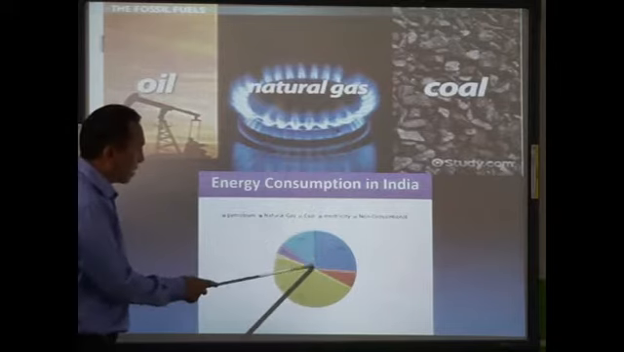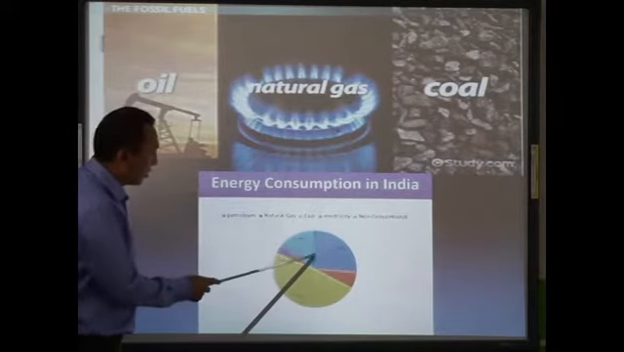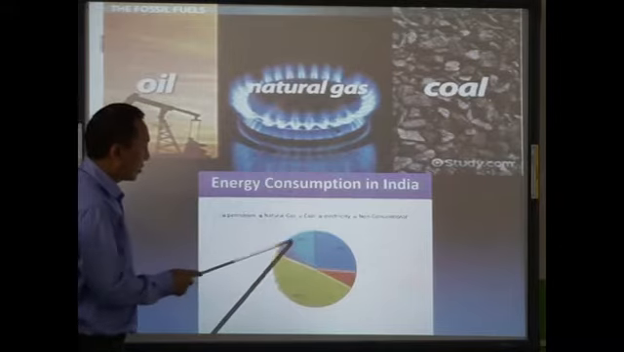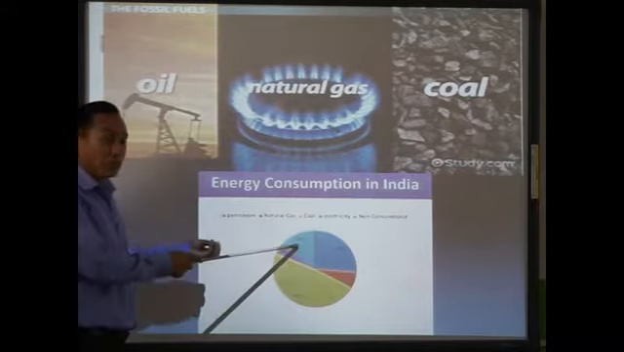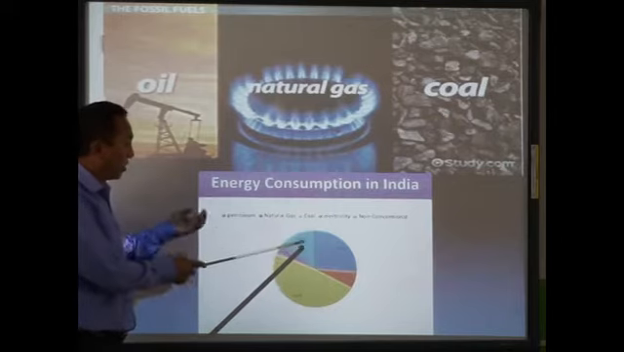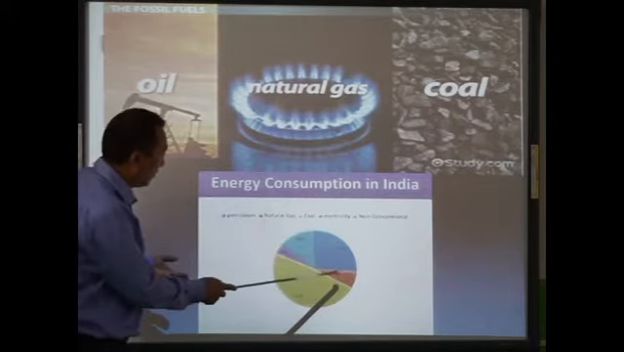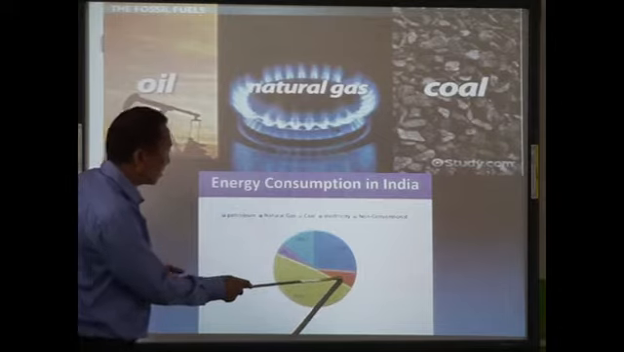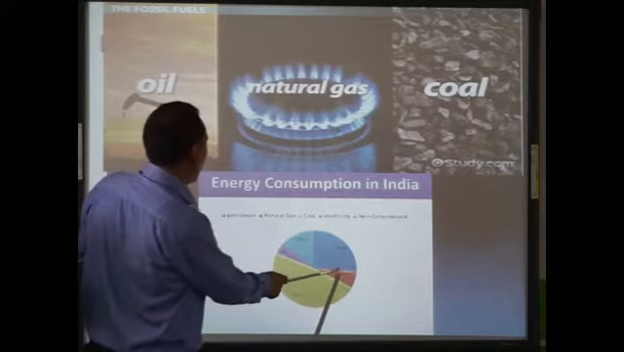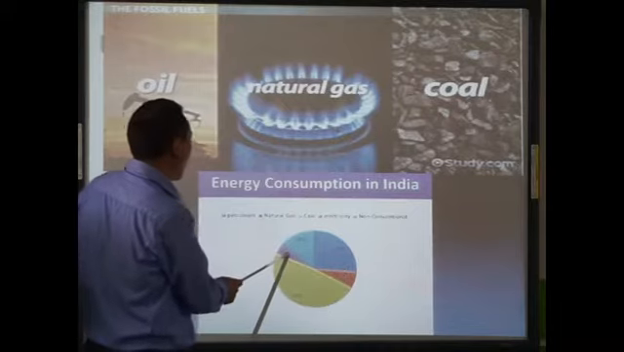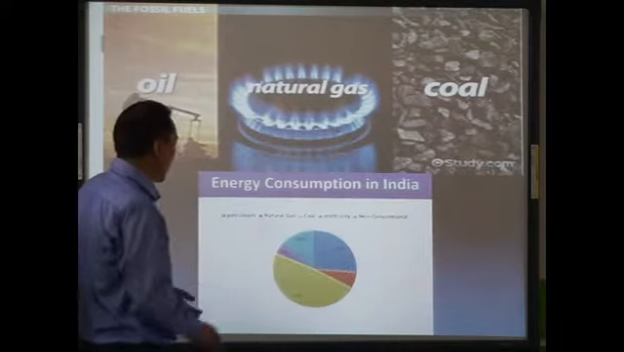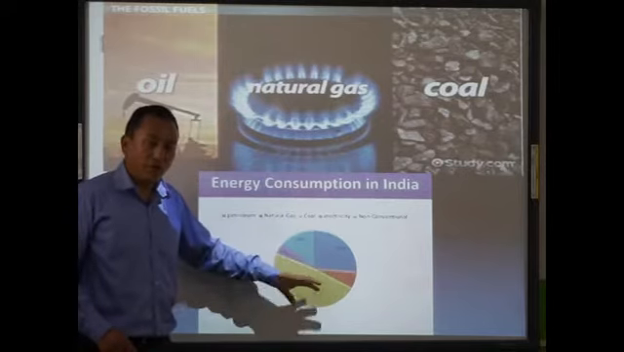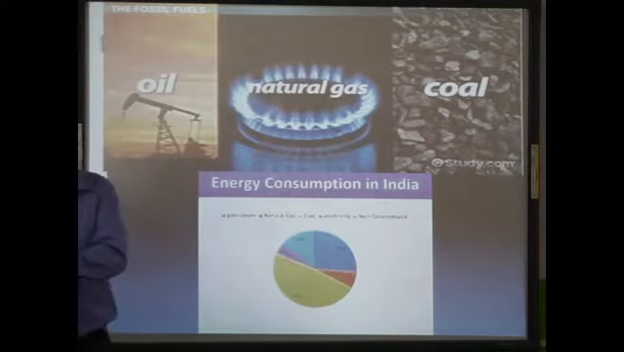Then we have what is called here a non-conventional source of energy, that is, renewable sources of energy: sunlight, wind, and so on. And then here we have natural gas. And this one is electricity. So here, the major source of energy in India is derived from coal.